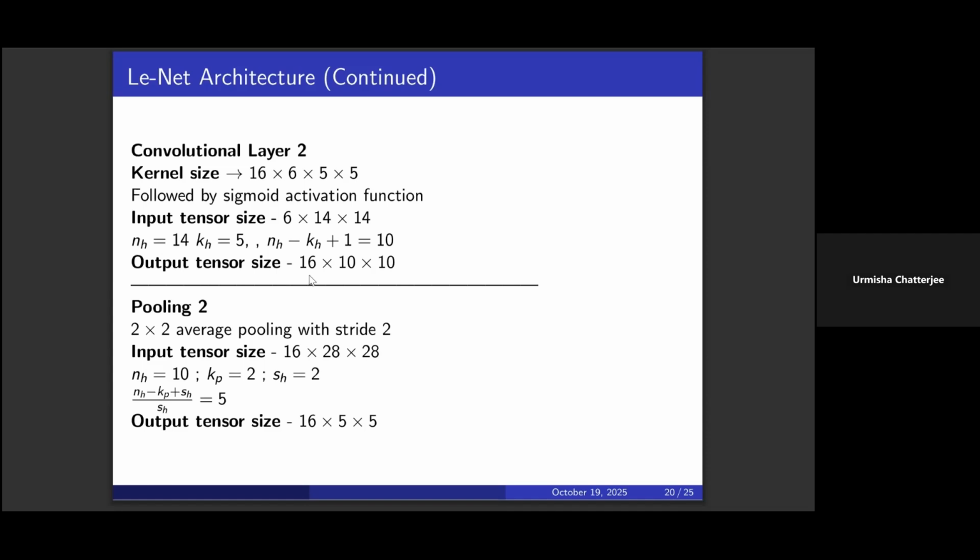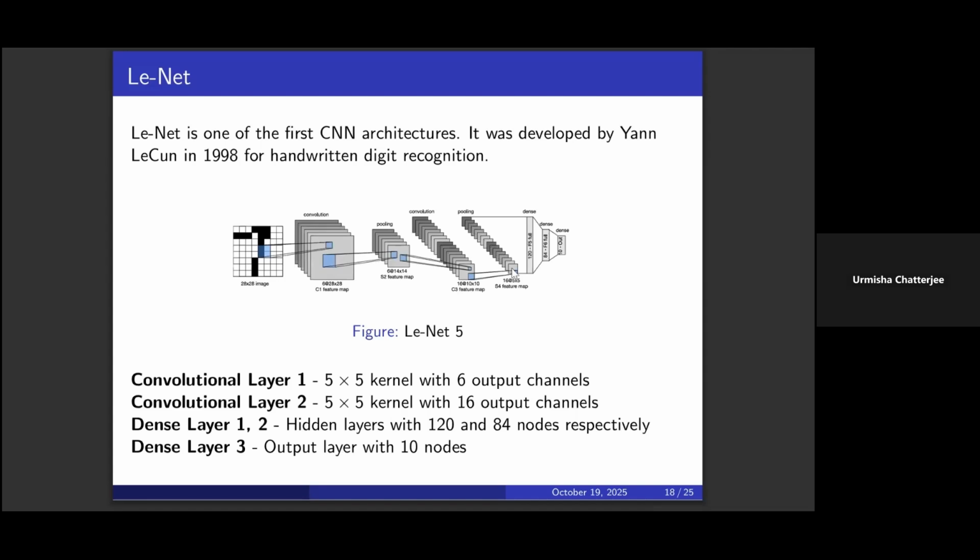Now he does another level of pooling, a 2 by 2 average pooling with stride 2. So now the input tensor size is, oh, there is a small mistake. It should be 16 by 10 by 10 here, the input tensor size from the last layer. My mistake. So if we do the calculation, then it will again be 10 minus 2 plus 2 by 2, which is 5. The output tensor size is 5 after pooling from the second layer.